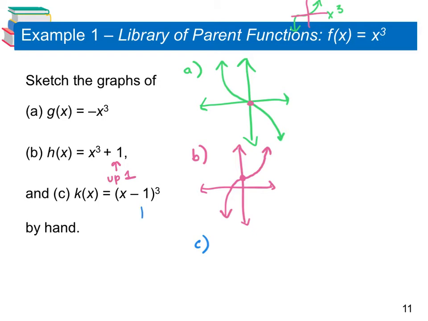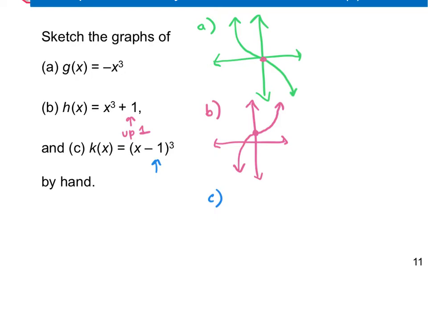All right, for C, what does this minus 1 inside do to our graph? It shifts it to the right one. Perfect, shifts it to the right one. So again, instead of going through the origin, we're just going to shift to the right one and go through this point. So our graph just keeps the same shape, but we just shift it.